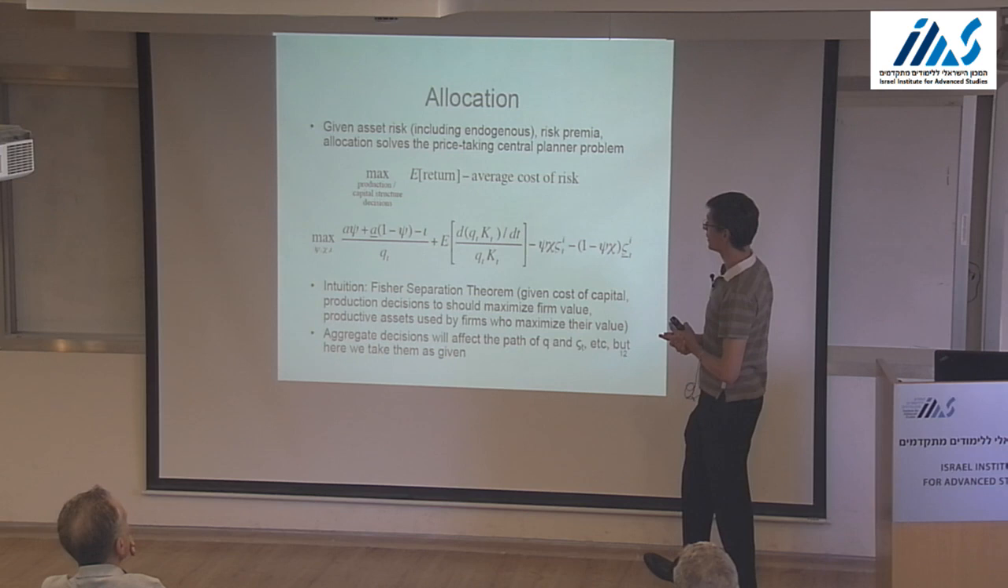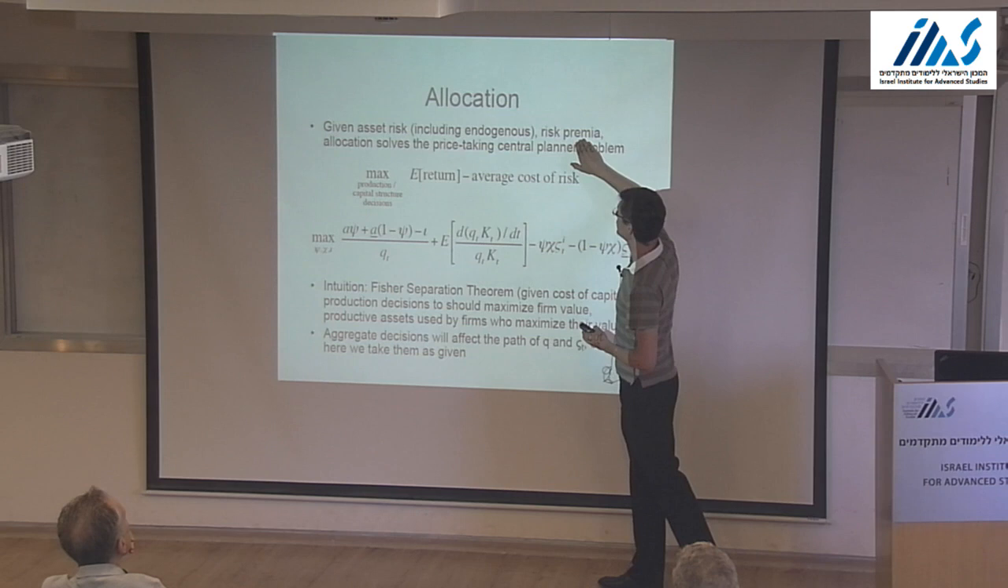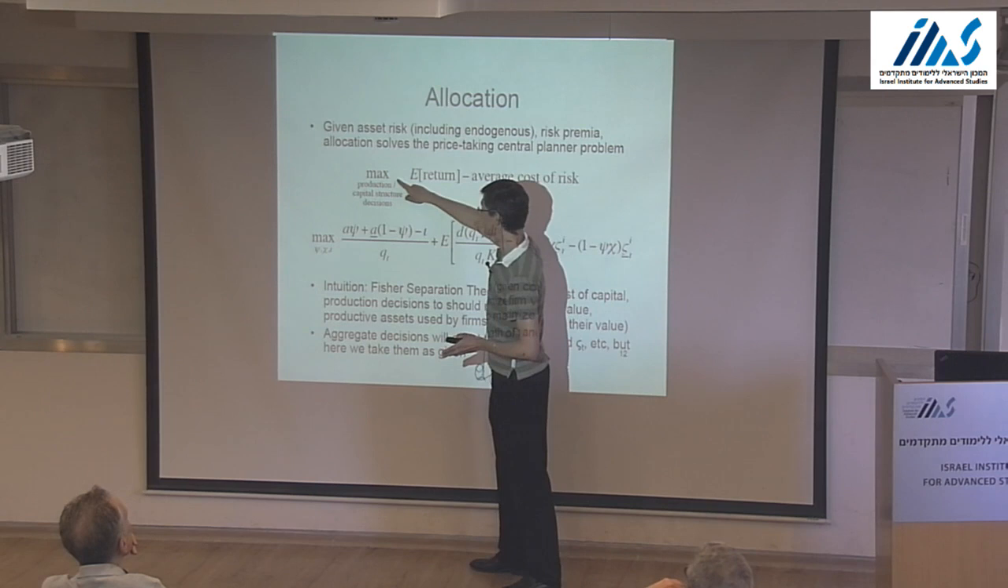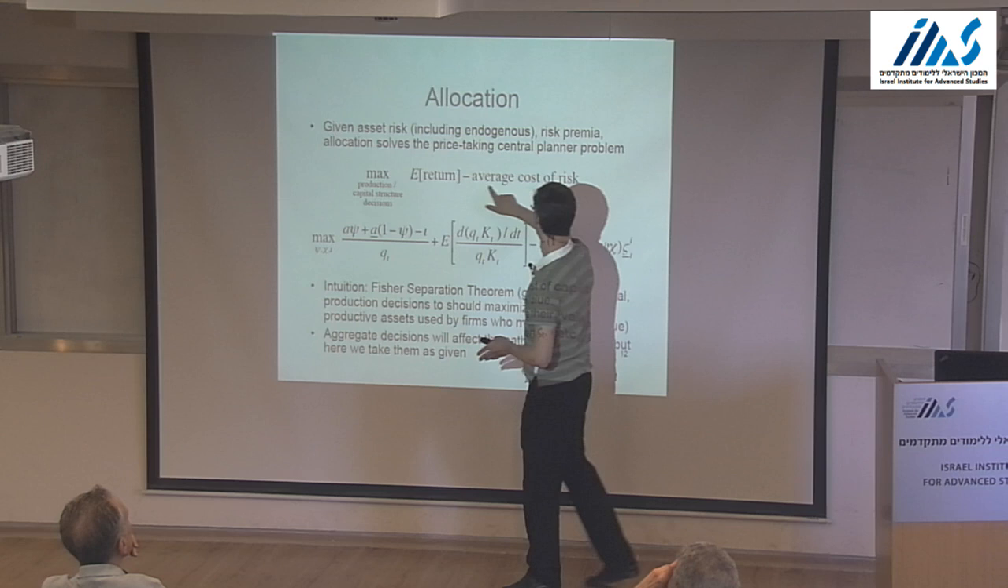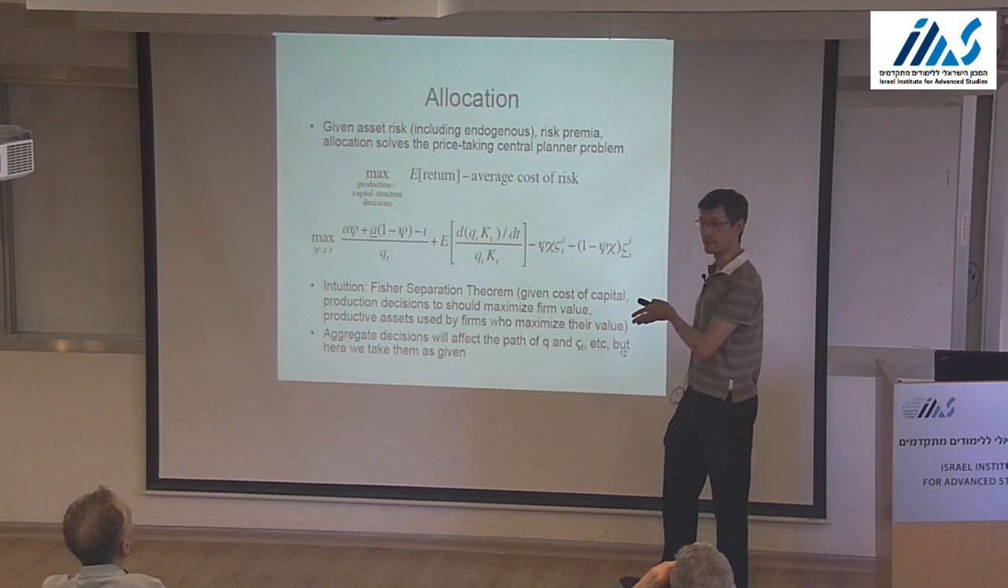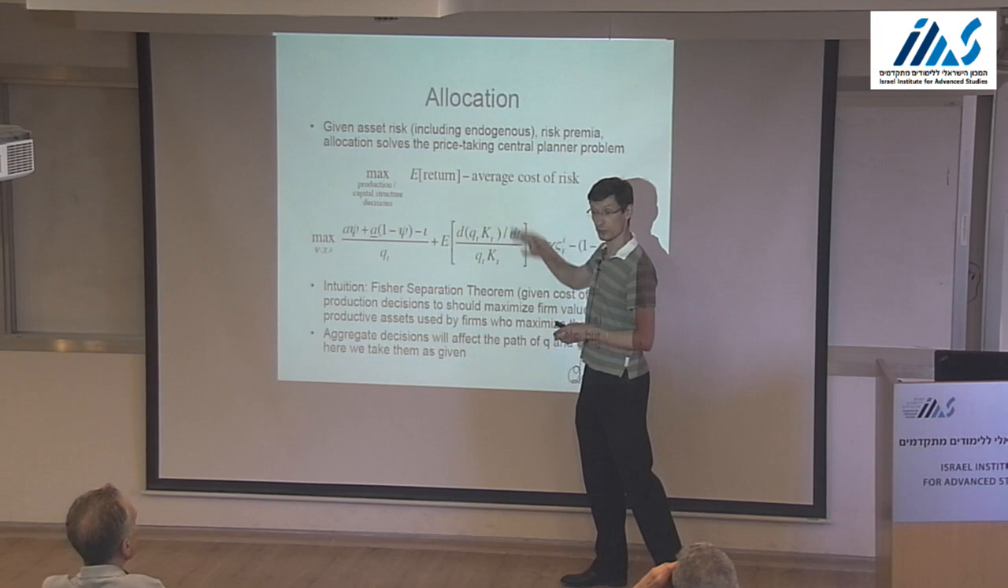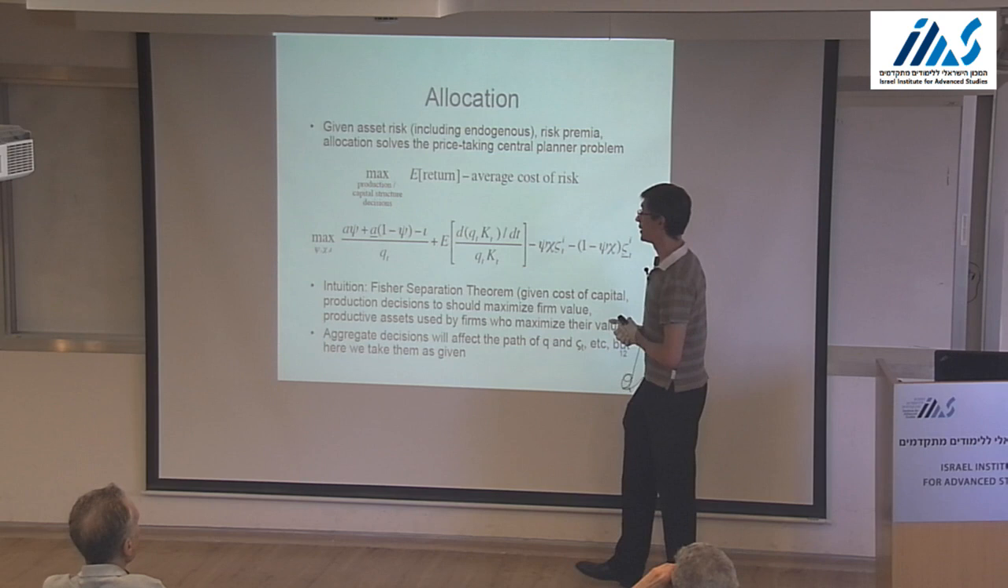Okay. So given asset risk, given risk premium, the allocation solves the price-taking central planner problem, which is basically to allocate assets and to choose production decisions to maximize the total return minus the average cost of risk. So this is basically corporate finance 101, right? You maximize firm value minus the weighted average cost of capital. And you choose how to finance the firm, so you choose equity issuance to minimize the cost of capital. And then within the firm, you make decisions to maximize return.